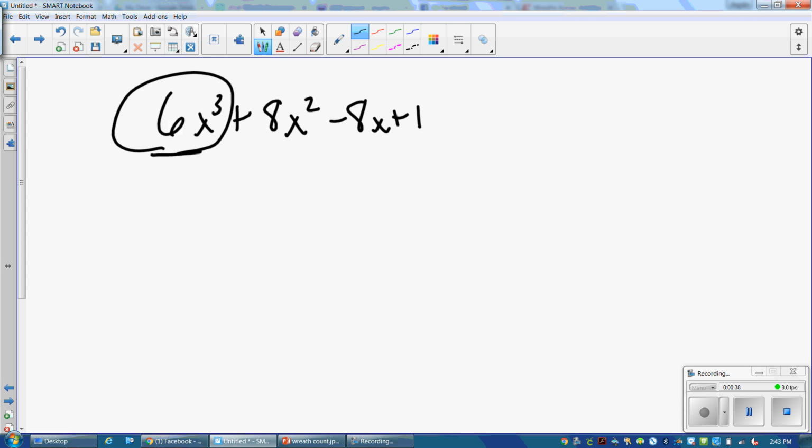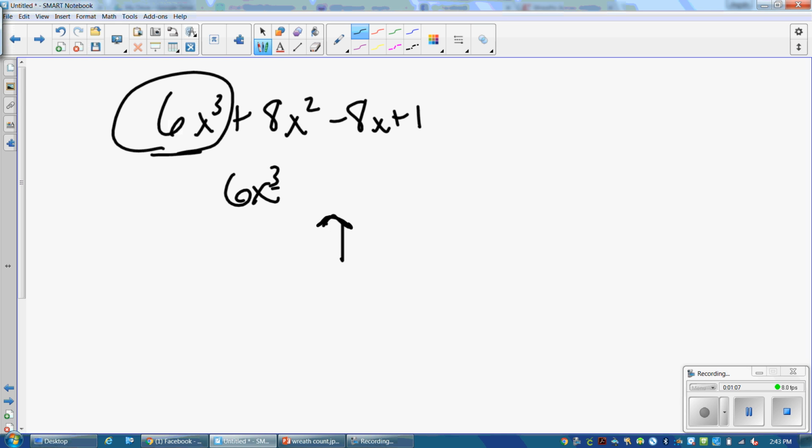So if I look at 6x cubed, the sign of that leading term, whether it's positive or negative, tells me what it's doing on the right. So it's a positive 6, which means it's up on the right. The power of the leading term tells you whether it's going to be doing the same thing on the left and right or opposite things. When your power is even, like quadratic or to the 4th power or to the 6th power, the left and the right sides of the graph do the same thing. But when they're odd, they do opposite things.